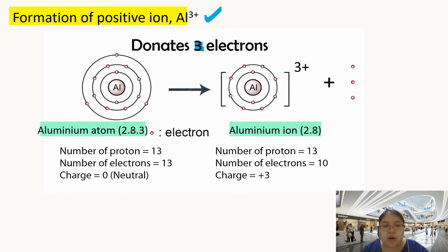So from here we conclude the first part, aluminium, the proton number is 13. So the electron number is also 13. The first part has no charge. That's neutral, still an atom. After they donate the electrons, now you see the arrangement becomes 2, 8. The number of protons is still the same, 13. But now the electrons become 10. The 3 extra protons convert into the charge. So we say it is a positive 3. In this situation, it is no longer an atom. It is an aluminium ion, a positive ion.